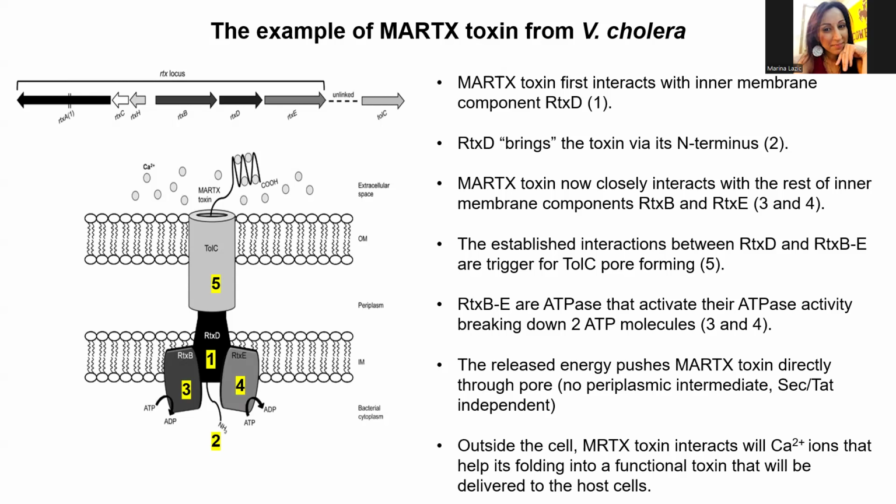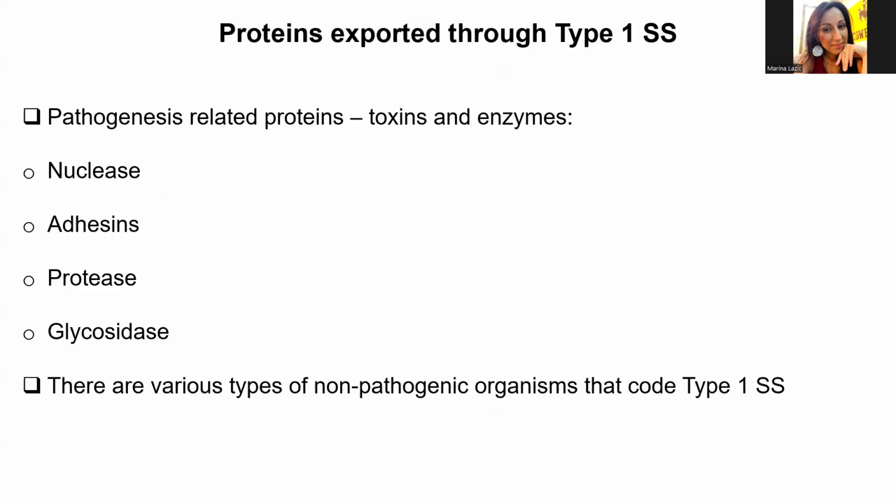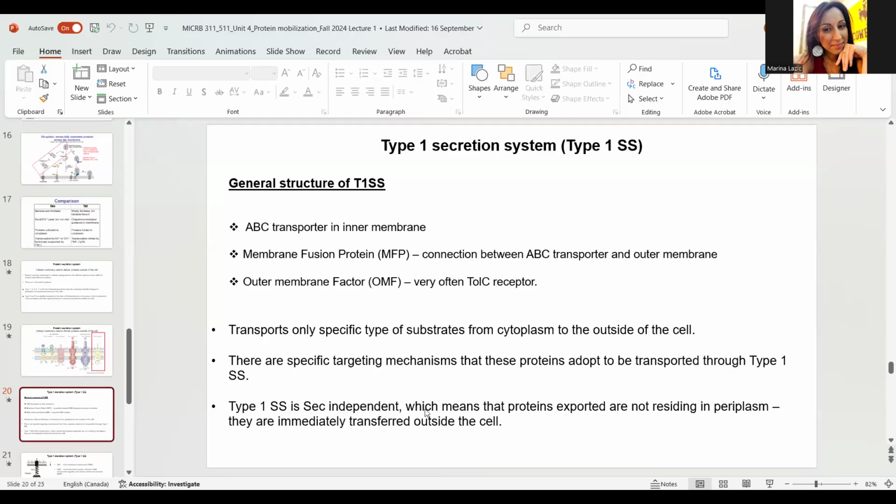Which proteins will be exported through the type 1 system? I mean, you can already guess that most of these proteins are toxins. They're pathogenesis related. They will be enzymes that will attack host cells, so host cell proteins like proteases, nucleases. There are various types of non-pathogenic ones, but what I always found is that it is somehow related to toxin and that's why we know it's from pathogenic organisms. So this will be all for the type 1 secretion system.